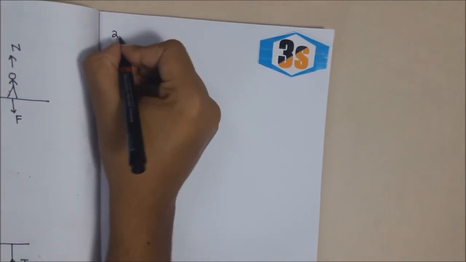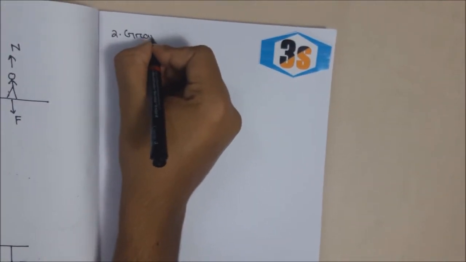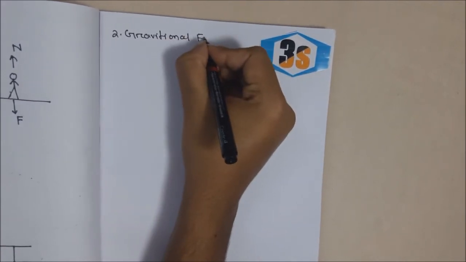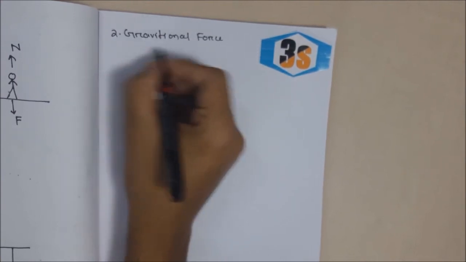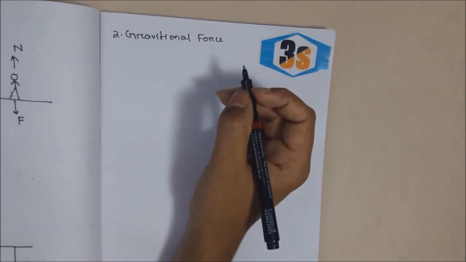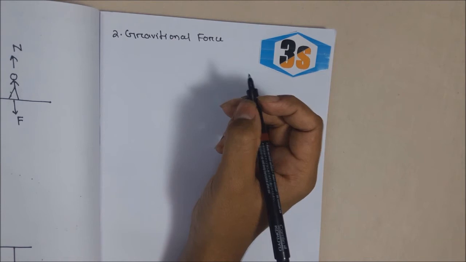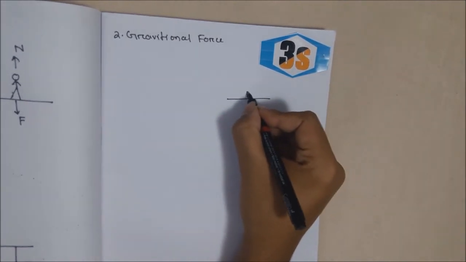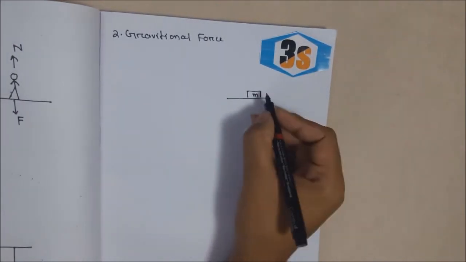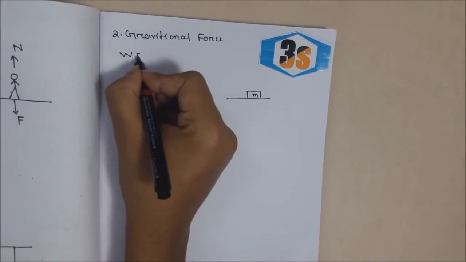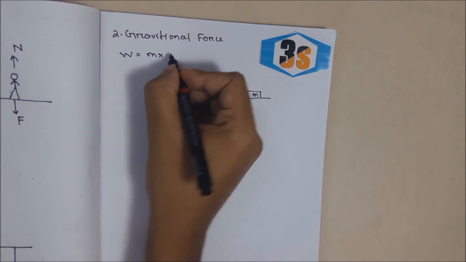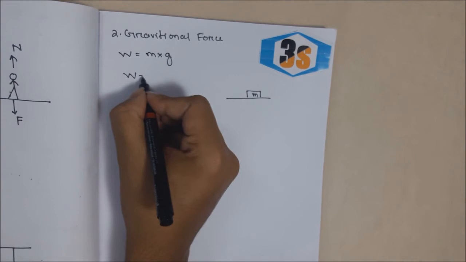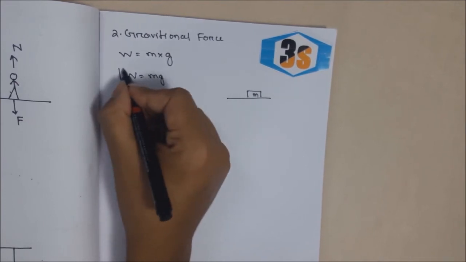The next one is gravitational force. The gravitational force is the weight of the body. You can say if this is a body of mass m, then its weight will be m into acceleration due to gravity g. So mg. This is the gravitational force.